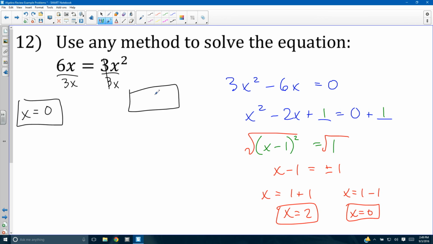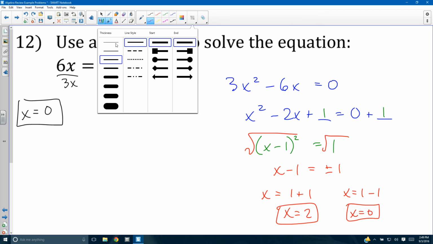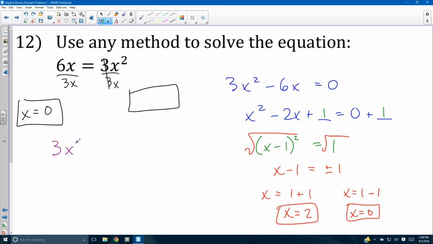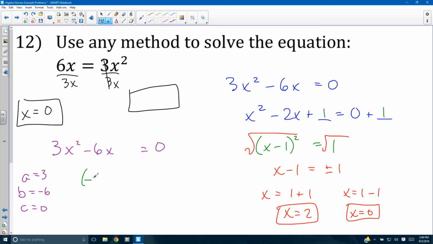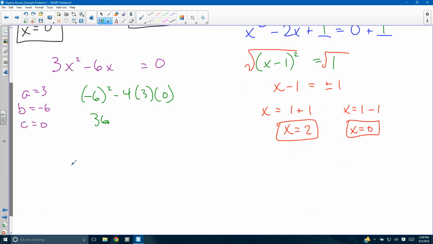Okay? There's that. Last algebraic one is by quadratic formula. And what if we kept it like this? What if we kept 3x squared minus 6x this time equals 0? We have a equals 3, b equals negative 6, c equals 0. Start off with the discriminant. We'll get b squared minus 4ac. Take a look at that. So b squared minus 4ac is just 36, because c is 0. Awesome. That kind of helps.